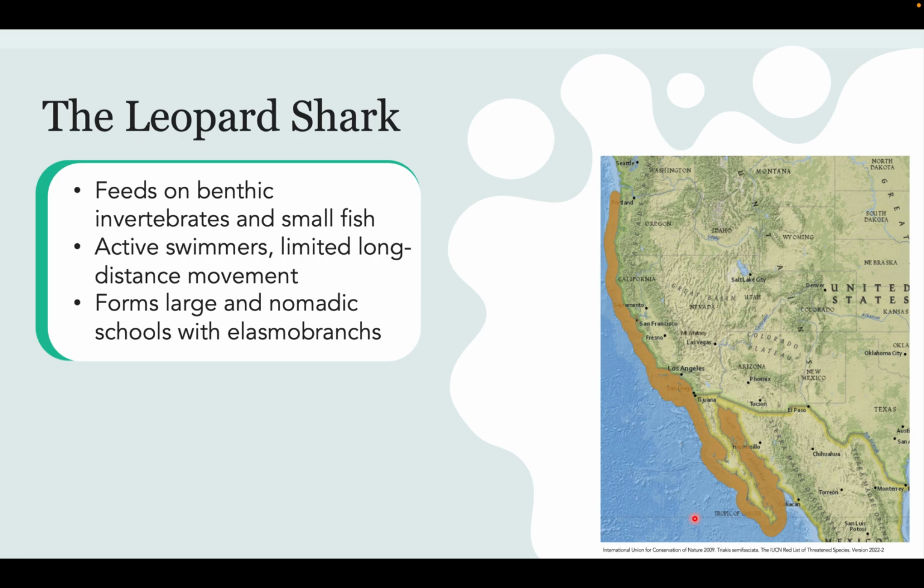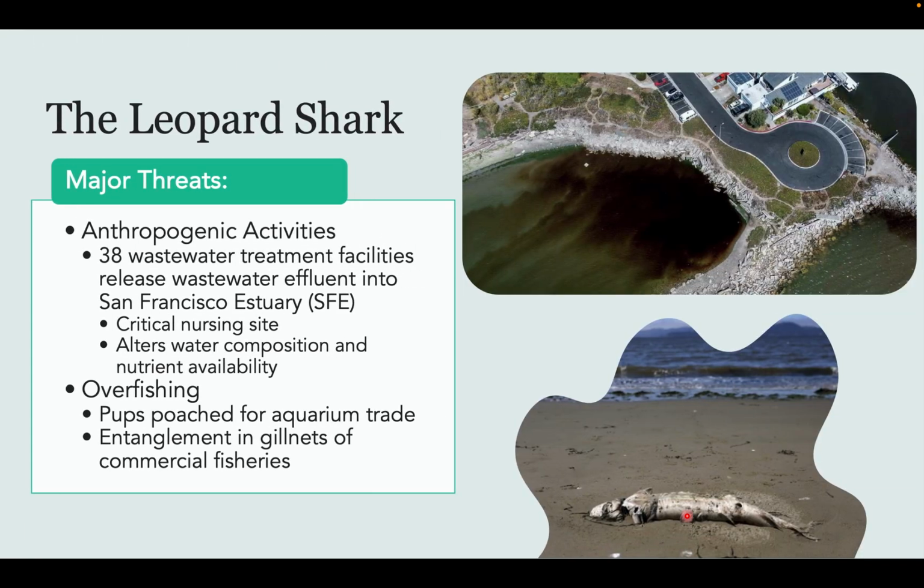Despite being active swimmers, this species exhibits limited long-distance movement that results in low genetic exchange among distant populations, for example, between Humboldt Bay and Elkhorn Slough in Northern California. Unfortunately, the leopard shark is threatened by anthropogenic activities. There are currently 38 wastewater treatment facilities that discharge wastewater effluent into the San Francisco estuary, which is a critical nursery site for female leopard sharks that already rely on bays and estuaries for reproduction.